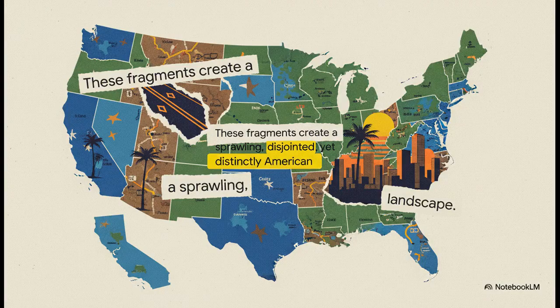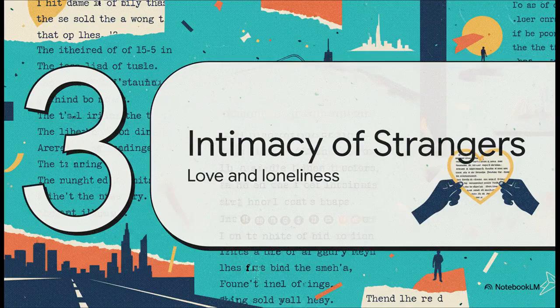And that's the crucial thing to get here. The setting itself is fragmented. It's not one single place, it's a collection of them. Los Angeles, Miami, the coast, and all together, they create this feeling of a huge, kind of disconnected, but totally American landscape. So now that we've got this sense of place, let's zoom in a little.